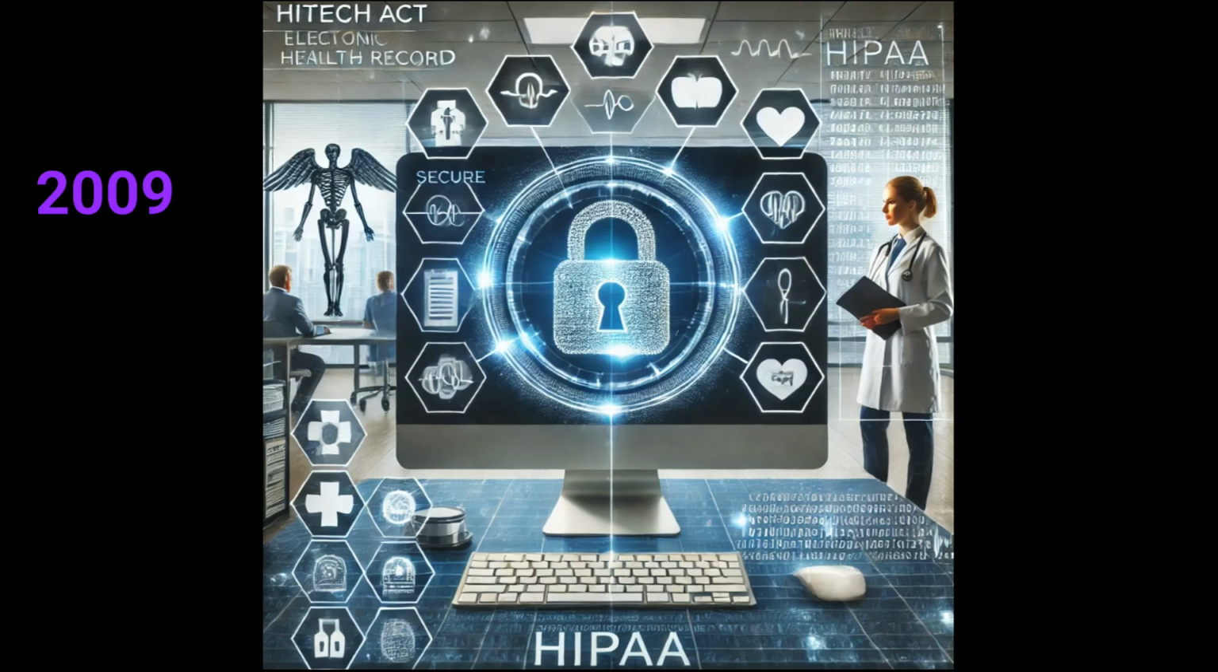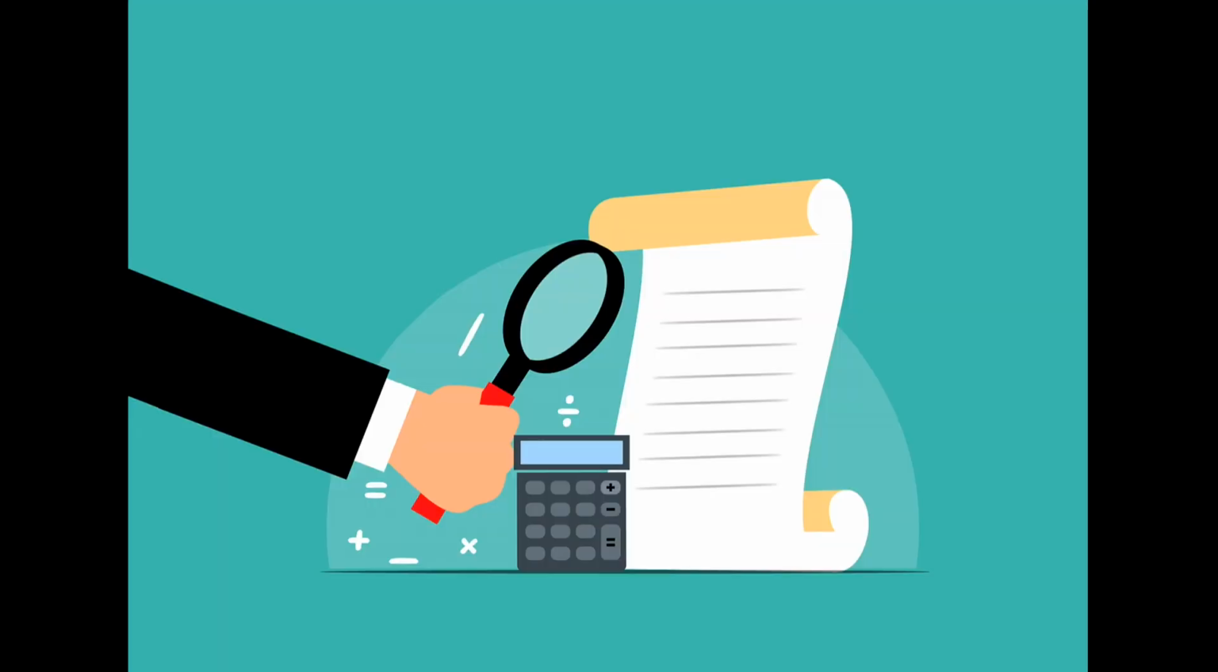HITECH and its impact on HIPAA. In 2009, the Health Information Technology for Economic and Clinical Health Act, or HITECH, was introduced as part of the American Recovery and Reinvestment Act. HITECH builds on HIPAA by addressing privacy and security concerns associated with the electronic transmission of health information. One of the major changes HITECH brought about is that patients can now request an audit trail of who has accessed their electronic health information. This adds an extra layer of transparency and security.